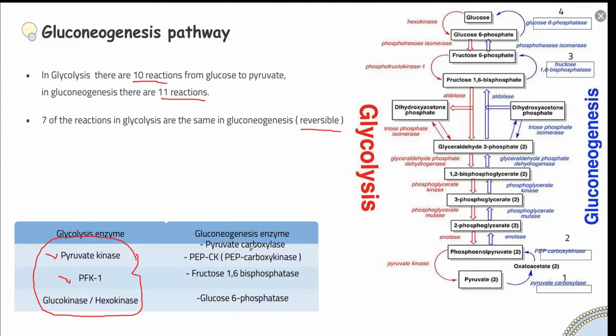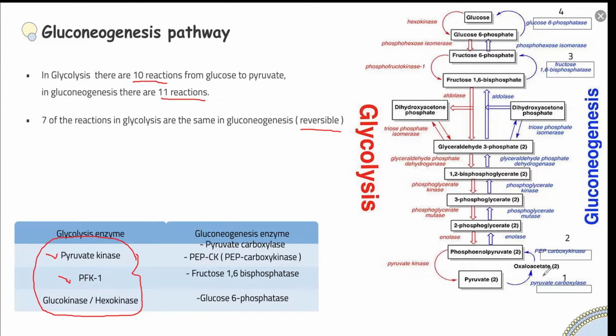And the first enzyme is pyruvate carboxylase. Then there is phosphoenolpyruvate carboxykinase, and fructose 1,6-bisphosphatase, and then finally glucose 6-phosphatase. So these are the 4 enzymes that are found in gluconeogenesis that are absent in glycolysis. They replace the 3 irreversible enzymes in glycolysis.